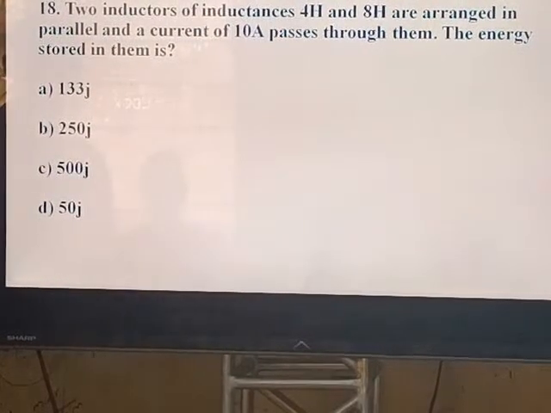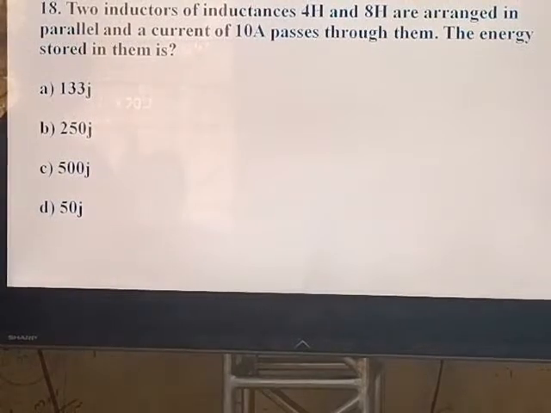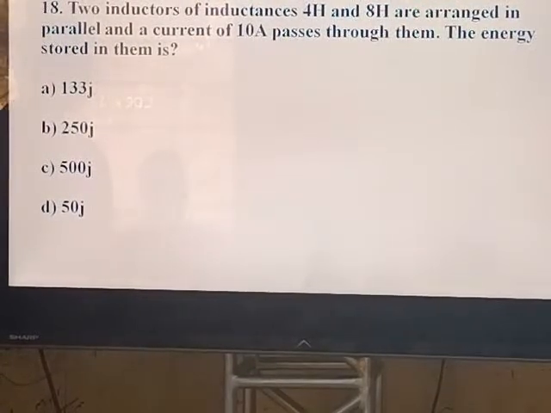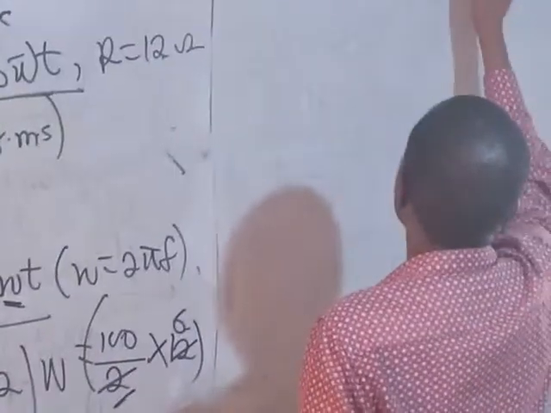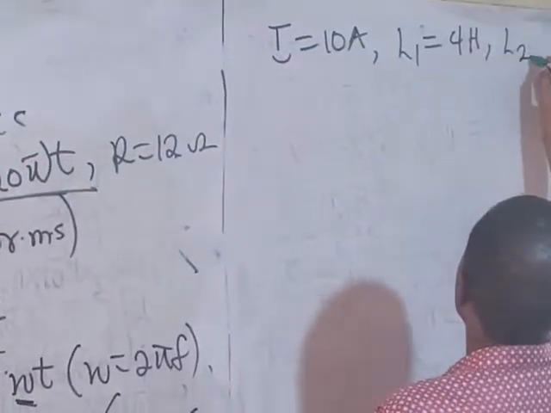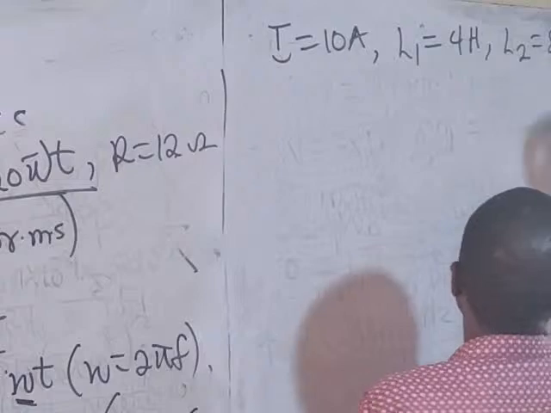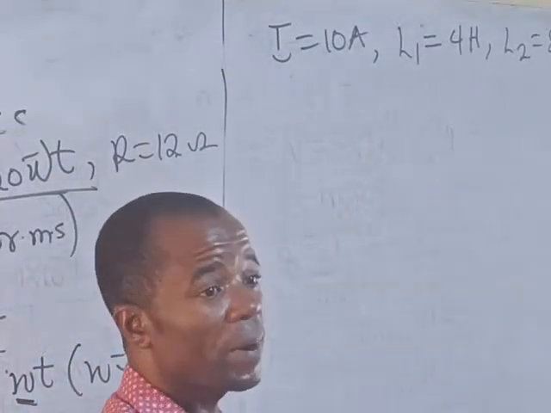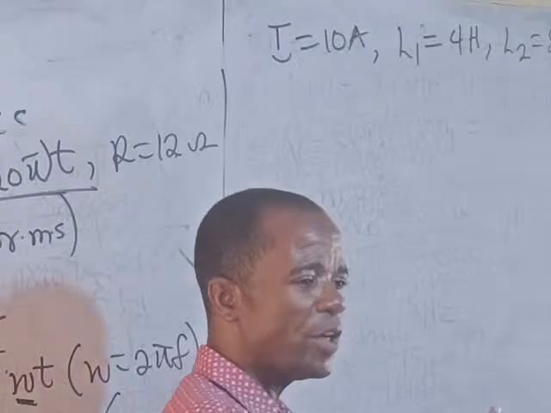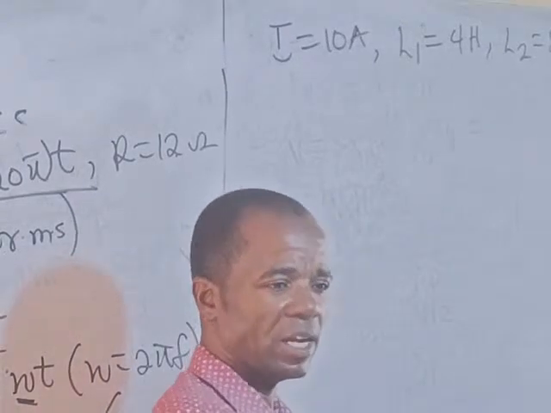So it says two inductors of inductances 4 Henry and 8 Henry are arranged in parallel and a current of 10 ampere. So the current passing through is 10 ampere. We have our L1 to be 4 Henry, and we have our L2 to be 8 Henry. Now, we are told they are arranged in parallel, and you have to calculate the effective or the total inductance.